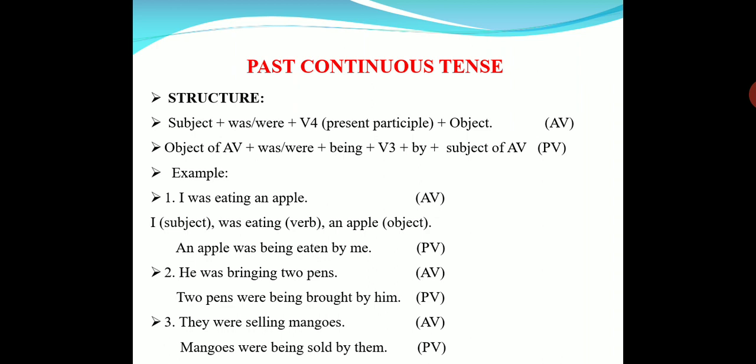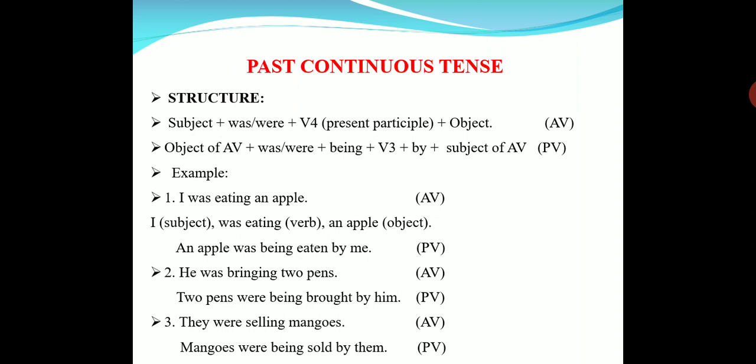Except in the B form, that is helping verb. B form is being we add, but the helping verb already is there, that is also B form. There we use am, is, are. Here we use was and were. Is it clear?